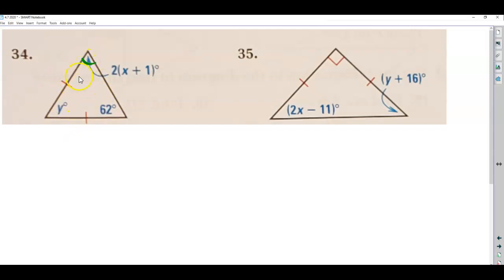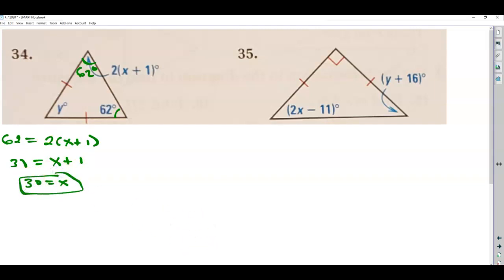Across from those congruent sides are the congruent base angles, which tells me this angle here is 62 degrees as well. Now it doesn't matter which one you find quickly, that tells me that 62 has to equal 2x plus 1. So if I divide both sides by 2, you could have also distributed the 2 here. It doesn't matter. I like to just divide by 2 to get rid of that. And that just leaves friendlier numbers here. If you subtract 1, x is equal to 30.